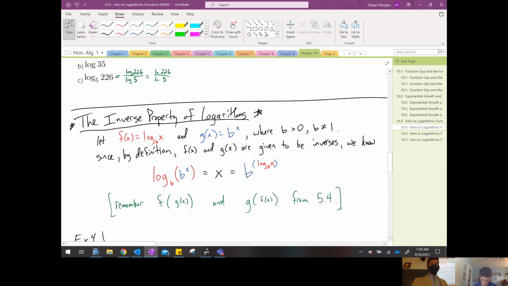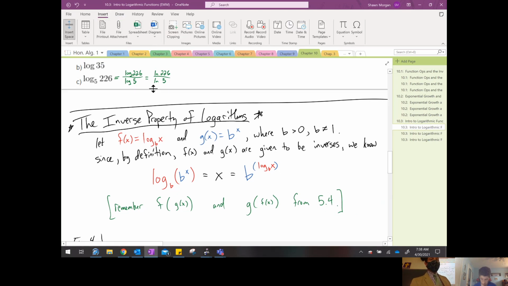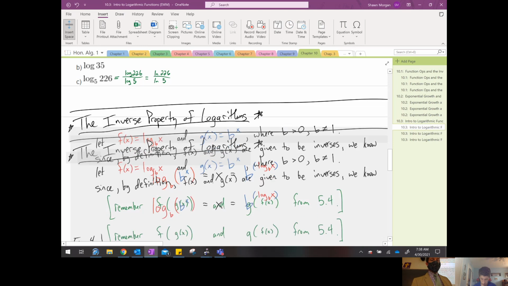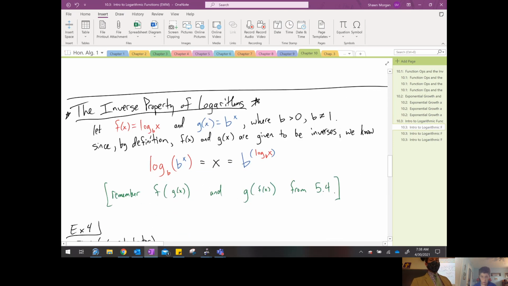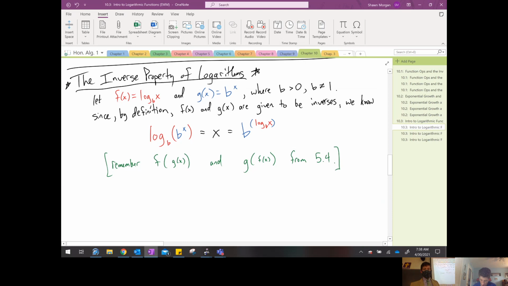Let me zoom out enough. There we go. This is huge. It's so huge, in fact, that we are going to scoot this down. Now it's the only thing on the screen. This is called the inverse property of logarithms. And I've already taught it to you. You just don't know it yet. I snuck it in through the back door.